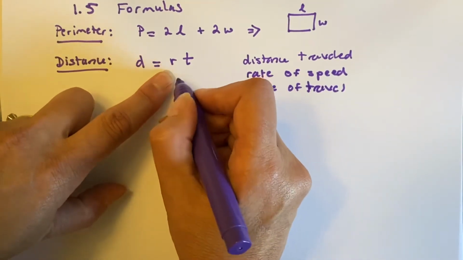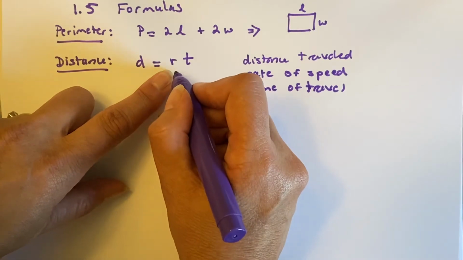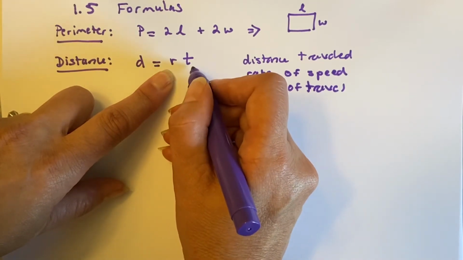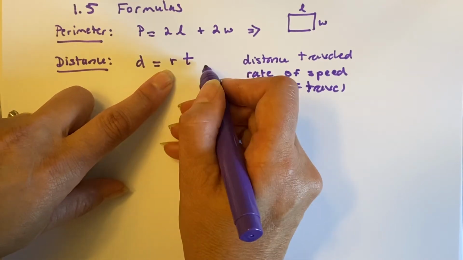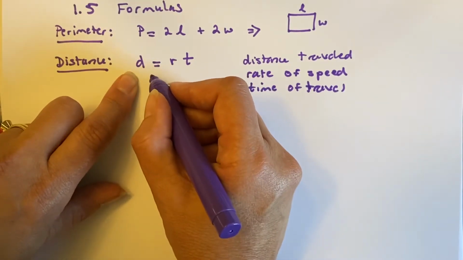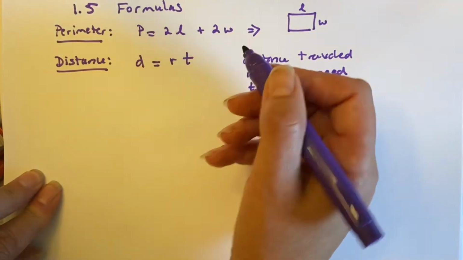At the same time, if you're going 30 miles per hour for only 1 hour, versus 30 miles per hour for 3 hours, again, your distance is going to be greater. So this is a very important formula.